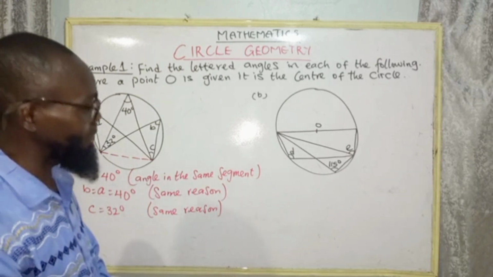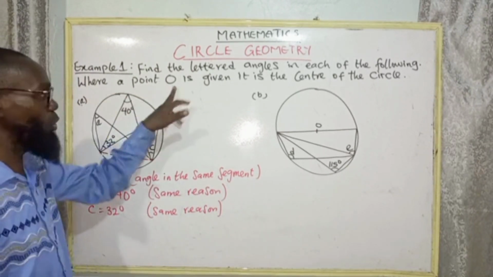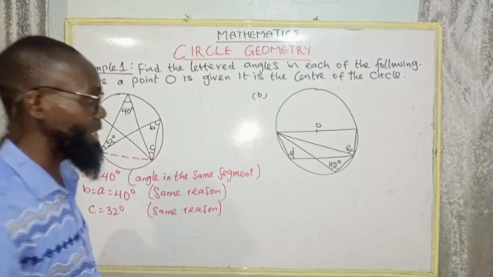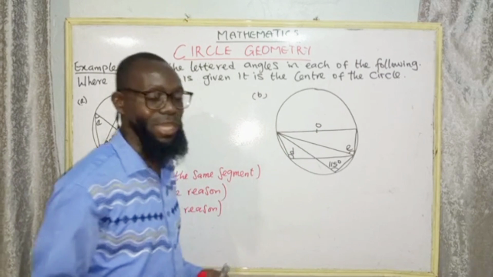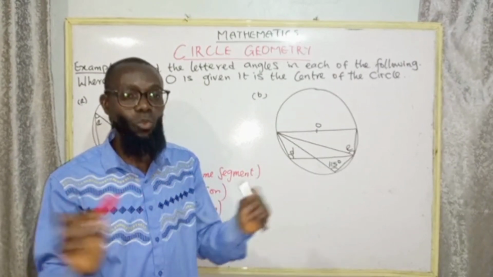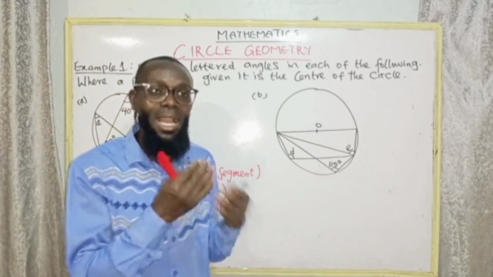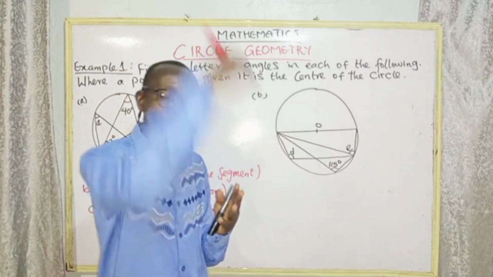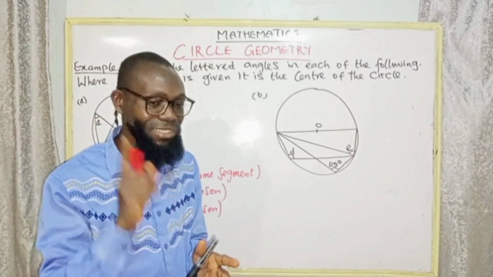Now let's consider this question B. If you look at this question B, we are told that a point O is given, it is the center of the circle. So this point O is the center of the circle. And don't forget that any line from the center of the circle that divides the circle into two equal parts is called a diameter. And the angle formed by the diameter on the circumference will be a right angle, meaning 90 degrees.